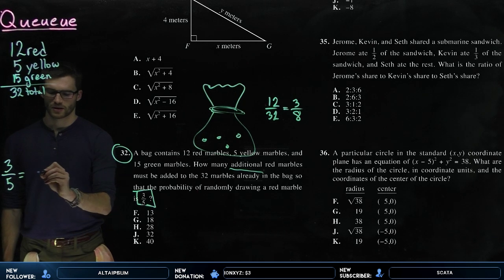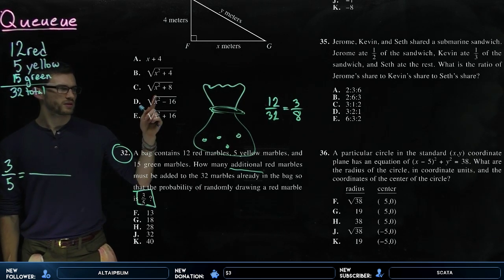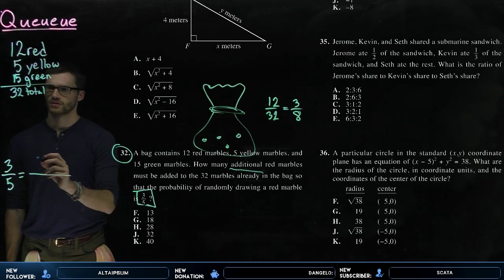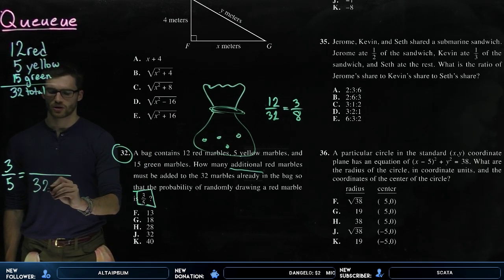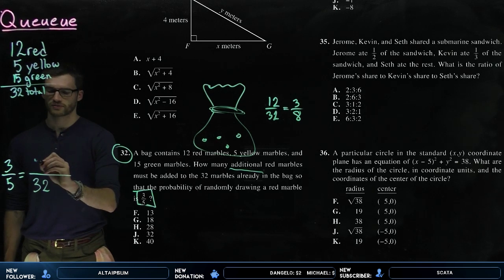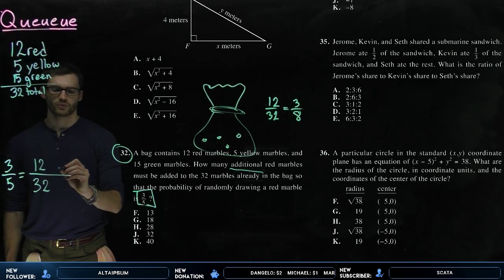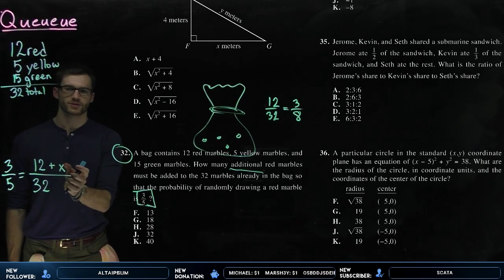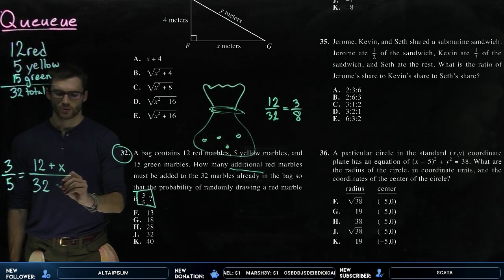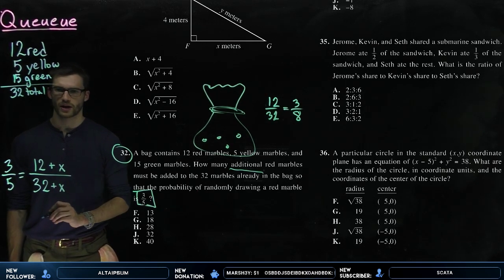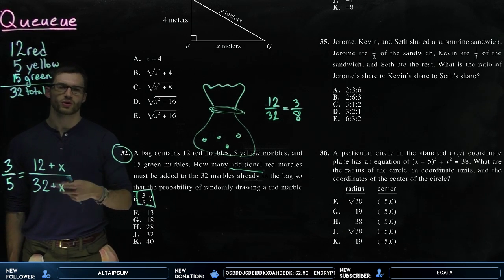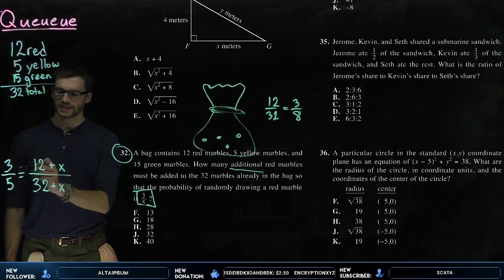We want to get to 3/5, so let's say 3/5 equals, and we're starting with out of 32. So we're out of 32 marbles, and right now we have 12 red. So if we add x to the 12 marbles, so we're adding x red marbles to this bag, we're going to have to add x to the total as well. That's the main logical leap in this problem. You're adding it to red, so you also have to add it to the total, and it will equal 3/5.